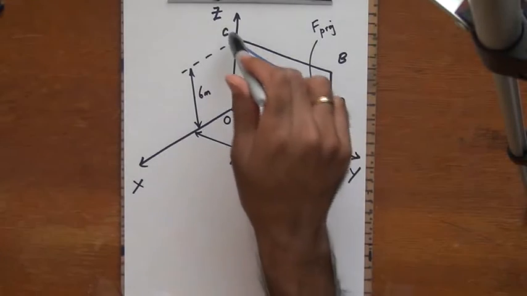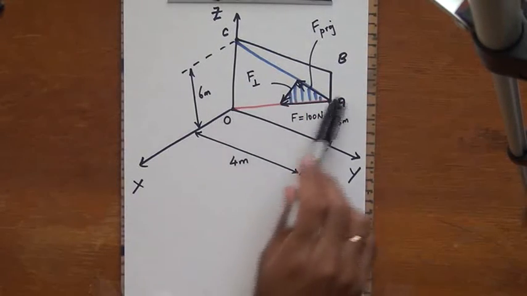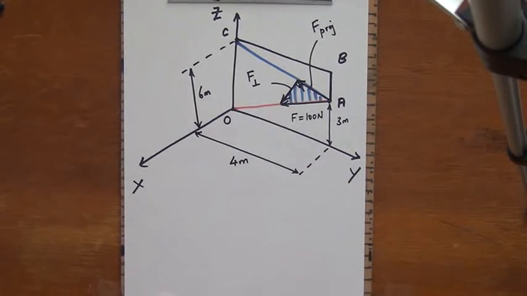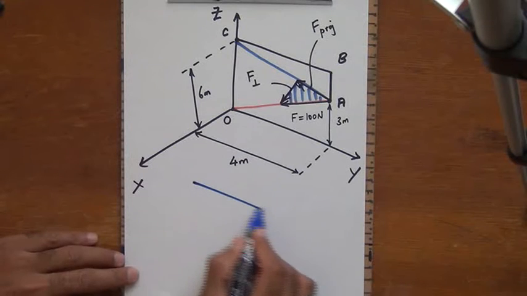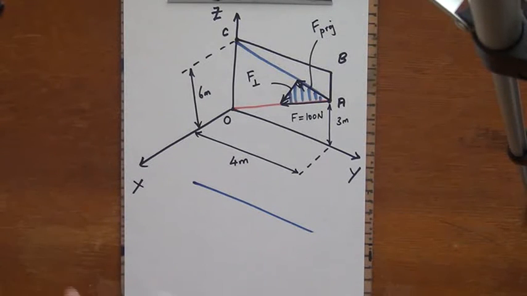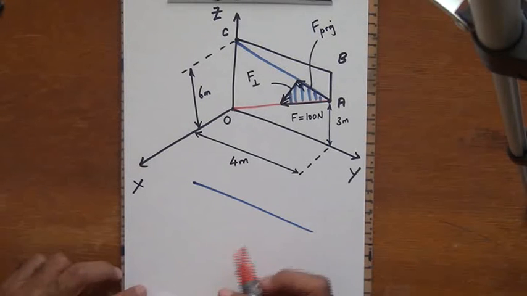I'm going to look at the line AC, I'm going to look at the line OA, and then I'm going to look at that triangle there. Alright, so here are the lines. So line from A to C, drawn in blue, and then I have the line from O to A, which is drawn in red.